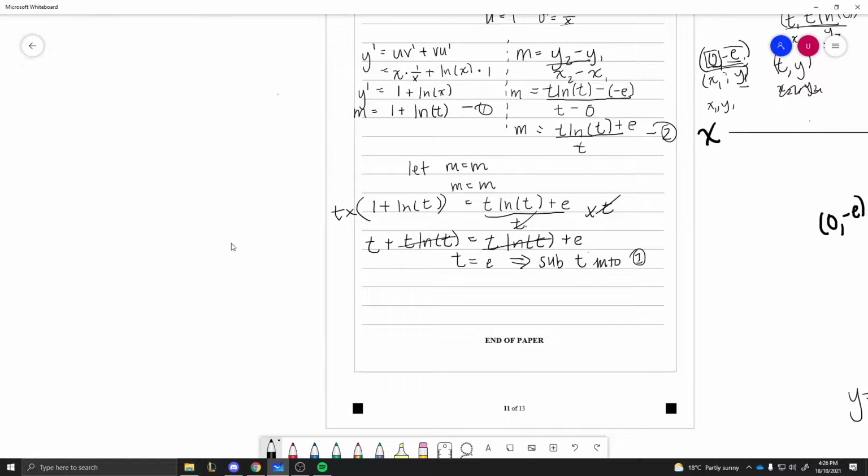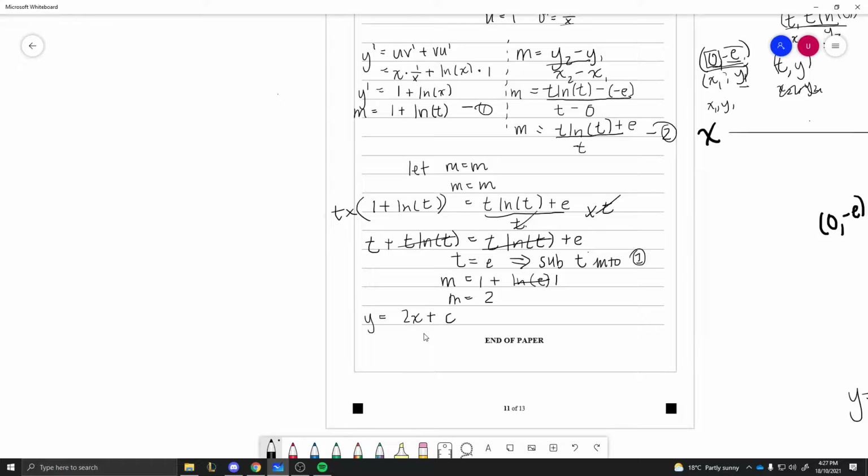So if we go back to 1, m, because we still don't know the m yet. We got rid of m to find t by making the m's equal each other. So now m equals 1 plus ln of e. ln of e is equal to 1. So we can just make this equal 1, which means m equals 1 plus 1, which is 2. Now if you go back to our straight line equation, y equals mx plus c, now we know m is equal to 2. So y is equal to 2x plus c.